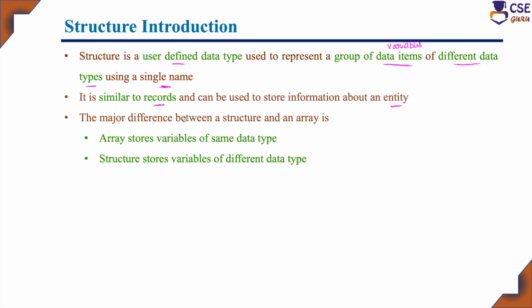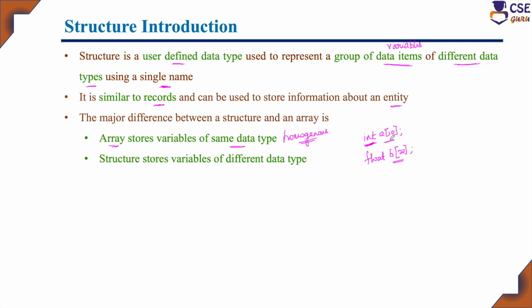But an array can also store many data items, right? What is the difference between an array and a structure? An array stores data elements of the same data type. That is, an array stores homogeneous elements. For example, if you declare int a of 10, all the 10 elements will be of integer data type only. Likewise, float b of 20, all the elements of b will be of float data type only.